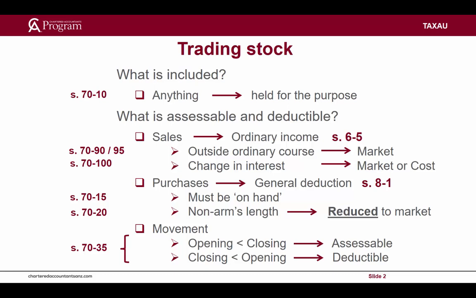For accounting purposes, sales are recognised as income and the cost of goods sold, or COGS, are recognised as an expense. Cost of goods sold is made up of opening stock plus purchases less closing stock. For tax purposes, the cost of goods sold is simply split into two components, one for purchases and one for the movement in trading stock values.